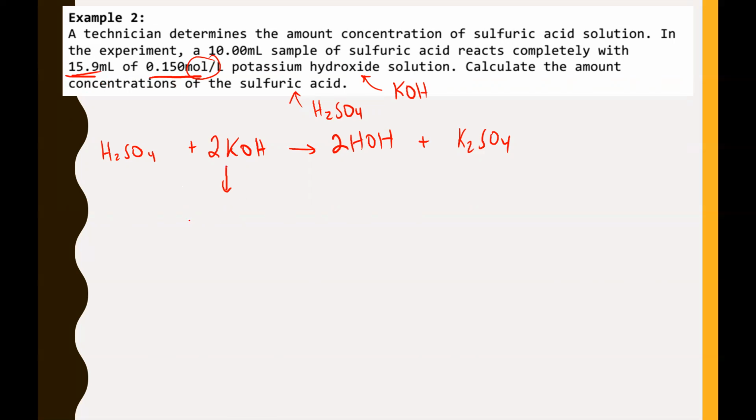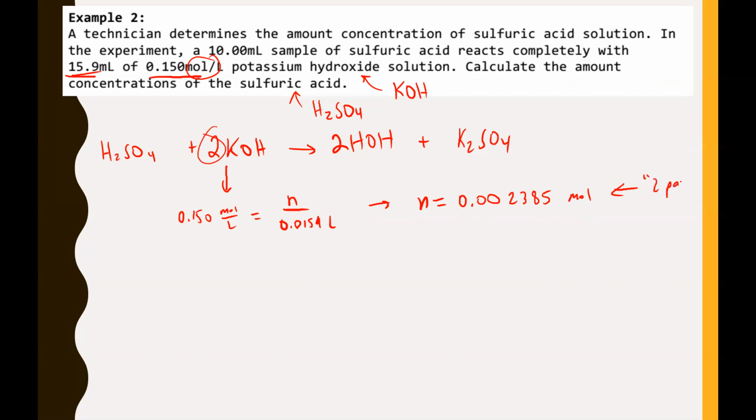So from here, we can say we got 0.150 moles per liter equals some number of moles over 0.0159 liters, right? So I just turned this into liters, of course, by dividing it by 1,000. That's going to give me n equals, this is not going to be such a nice number, but 0.002385 moles. Now, what I want you to recognize, though, is this number of moles is 2 parts.